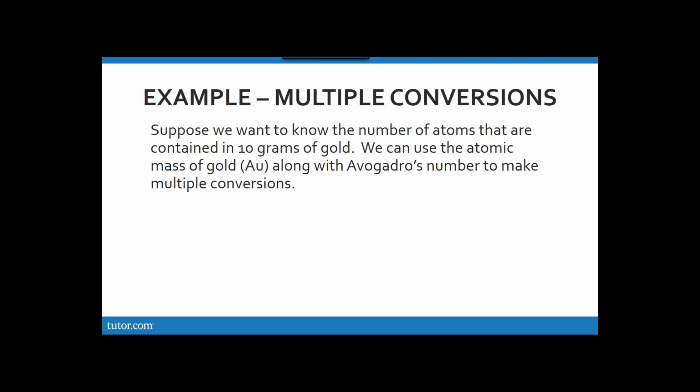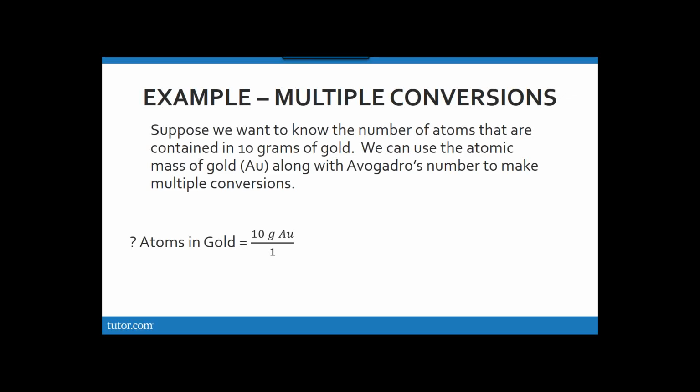So we're going to set this one up similar to the previous example, listing the unknown out front. That's the mass of gold, and then 10 grams. But we don't have a direct conversion factor that tells us how to find the number of atoms in 10 grams of gold. So that's why this problem will require multiple conversions. The approach we want to take here is we're going to move grams to moles, and then we're going to move moles to atoms. Now, there's some background information you would need to know here.